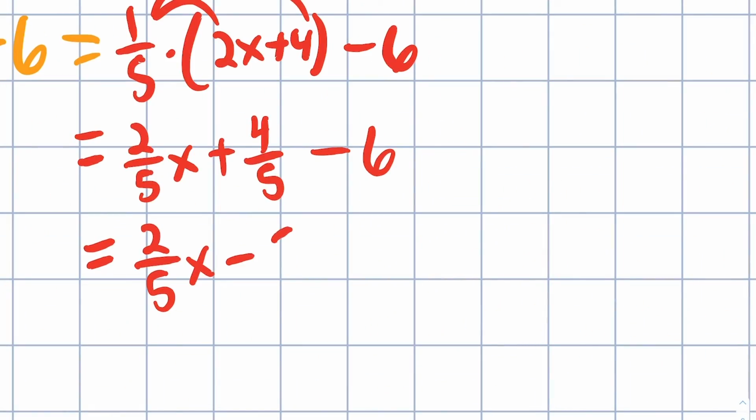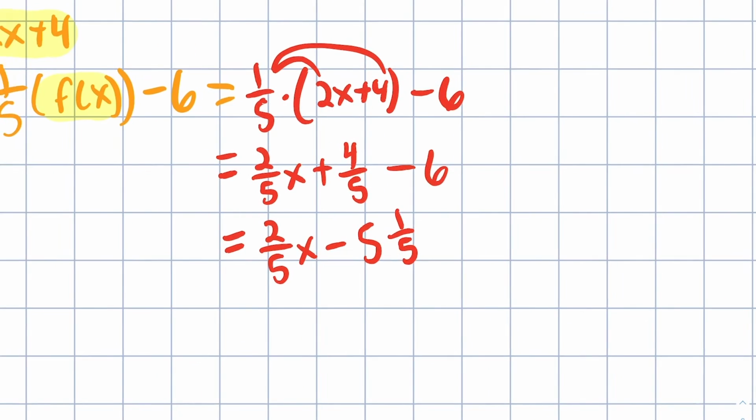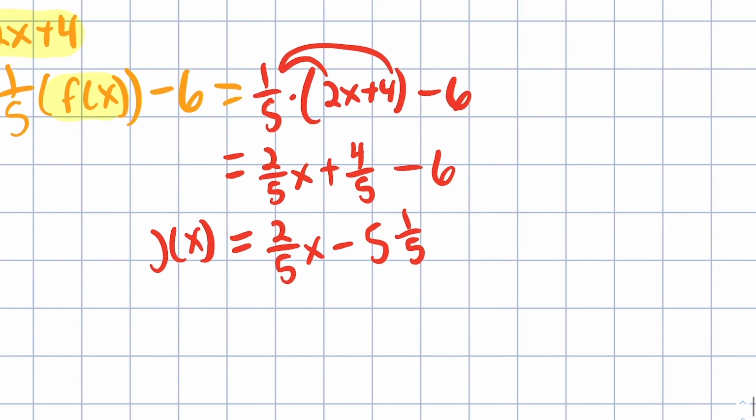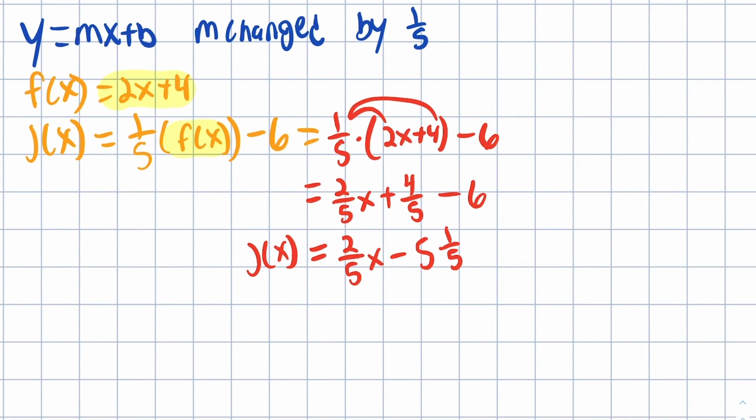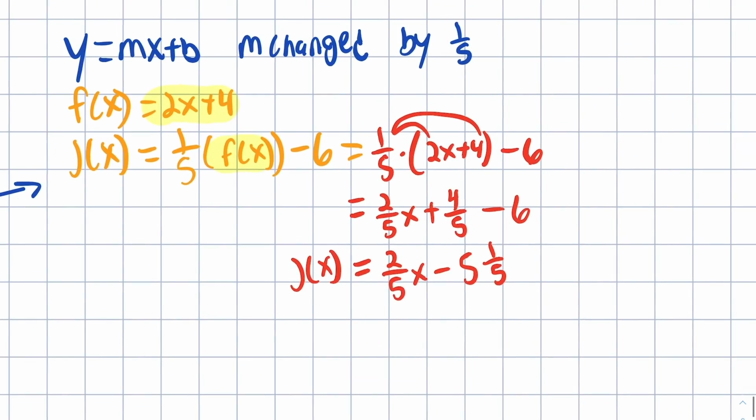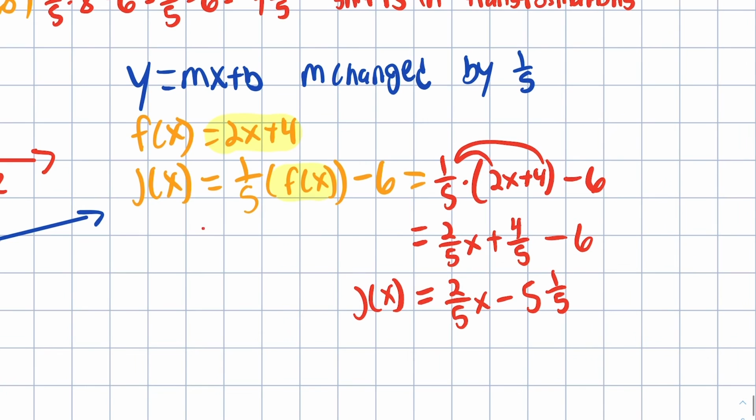That's why you gotta write your work down, so that way you can remember, I've seen that number before, and I know that answer already. J of x is equal to 2/5 of x minus 5 and 1/5, which would be 5.2. Let's compare these now. Let me write it one last time right here. 2/5 x minus 5 and 1/5. That's j of x.